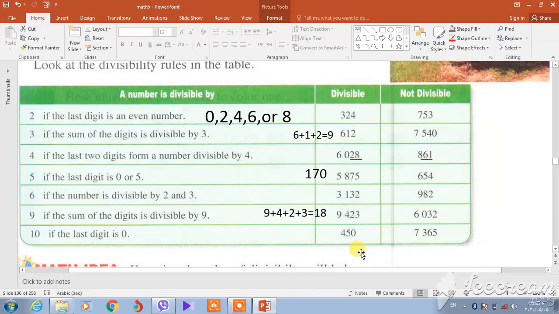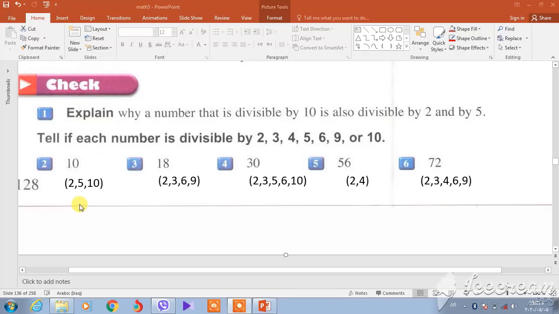And now we solve the practices. The practice says: tell if each number is divisible by 2, 3, 4, 5, 6, 9 or 10. Look, we have the number 10. Which of these is it divisible by? Divisible by 2, yes, because the last digit is an even number, and 0 is an even number. Divisible by 3, no, because we find the sum, 1 plus 0 equals 1. 1 is not divisible by 3, so it is not divisible by 3.